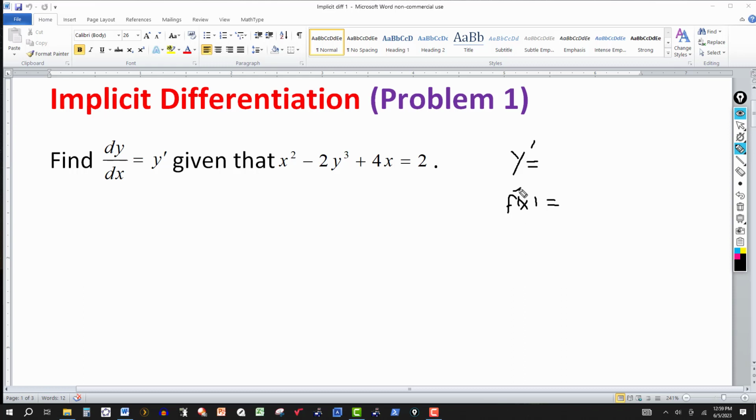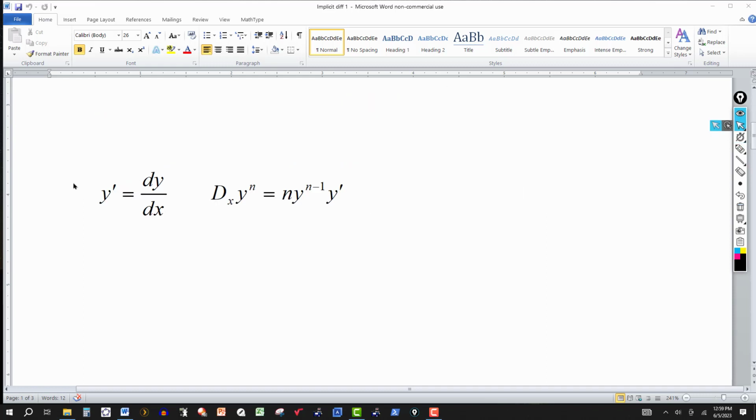Take the derivative. But the main thing here is to realize that if you have y prime equals dy over dx, then when you take the derivative of, say, y to some power n with respect to x, use the general power rule, n times the coefficient, subtract 1, and then you always take the derivative of y. That's using the chain rule.